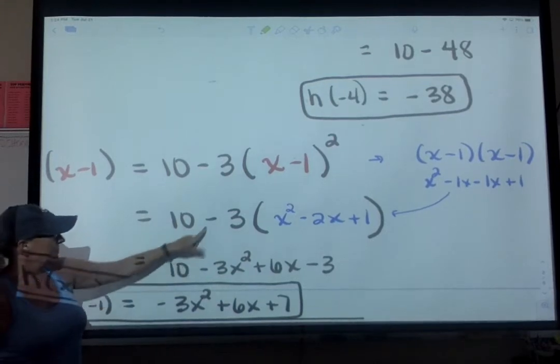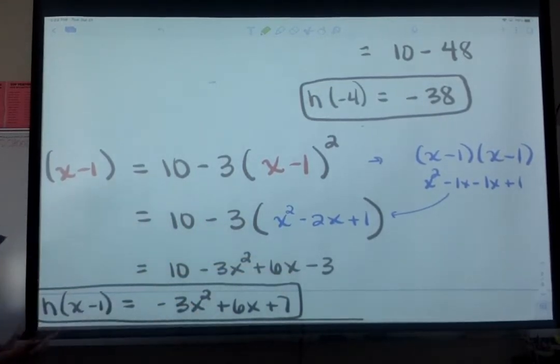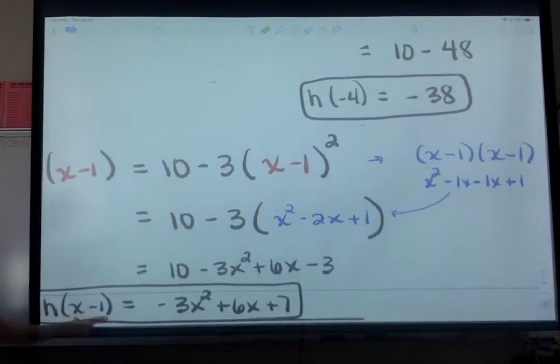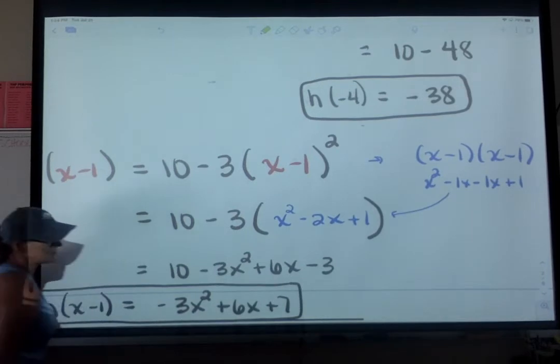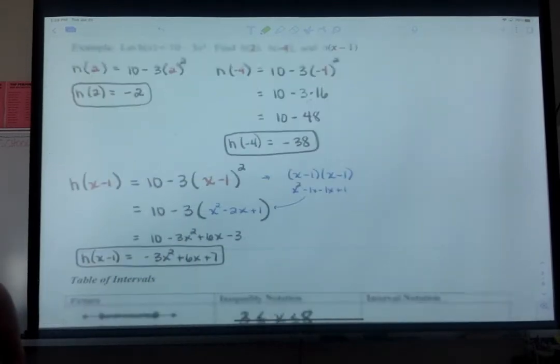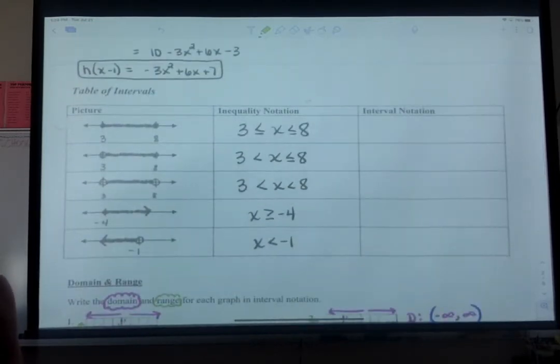And then I distributed my -3, and I collected like terms. Look at my answer. H of x minus 1, I get an answer that looks like that. Again, feel free to pause and copy down if you need to.